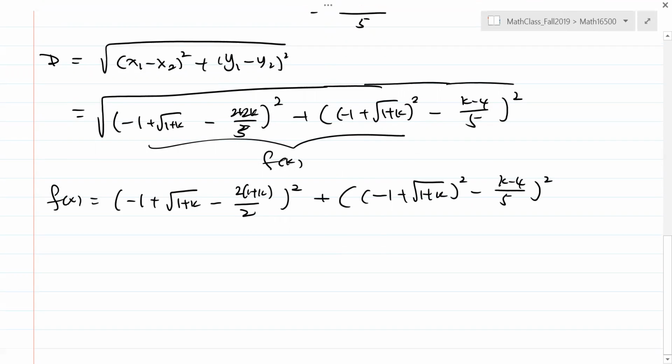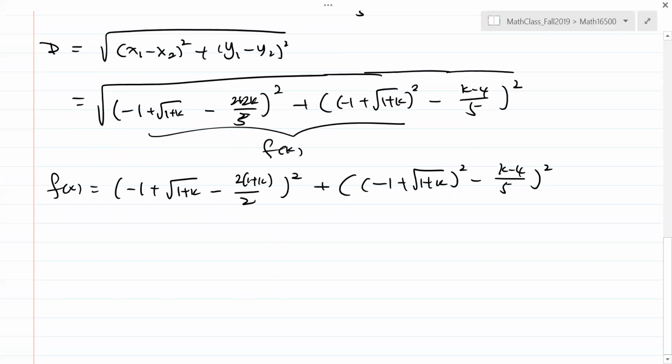You set up the equation, and you find the function that represents the distance between 2 points, and this function depends on one parameter. Then you find the critical numbers. Okay, so this is dx/dk equals 0. Well, I don't think we're able to solve it by hand, so use a computer, we can do that.